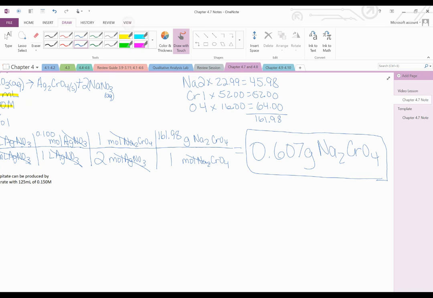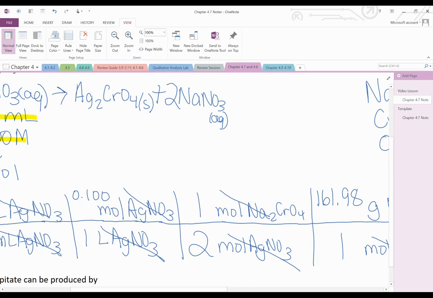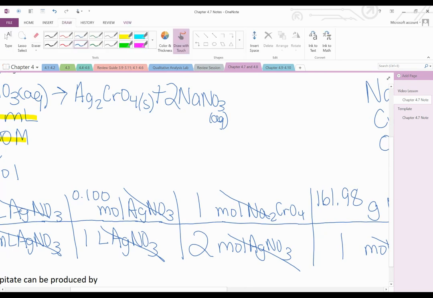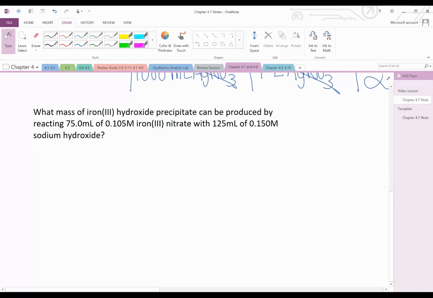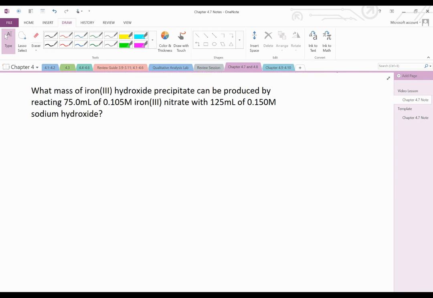Okay, we'll go to our next problem. Our next problem is a limiting reactant problem. You don't have to do all of the how much in excess, or what's the percent yield, but we're going to have to figure out what reactant is our limiting reactant.